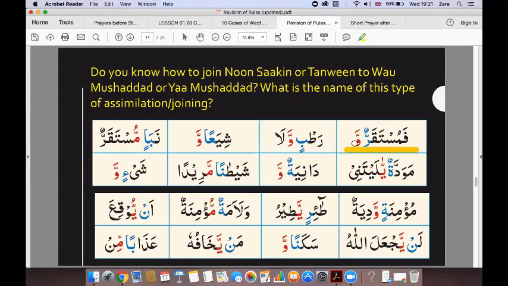Famustaqirrun wa. Excellent. So you remember when you're joining, you slightly pause and you produce that nasal sound. That's why it's incomplete assimilation.